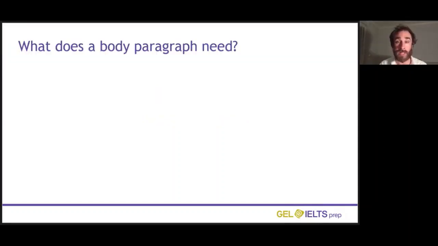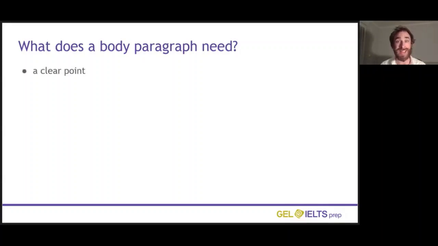So a Task 2 essay will contain 2 or possibly 3 body paragraphs. This is where the main content of your argument will be, so it's important to structure these as best you can. So what does a good body paragraph need?